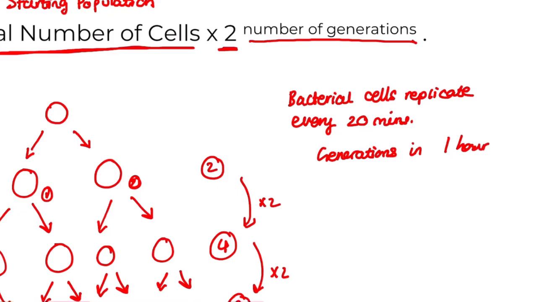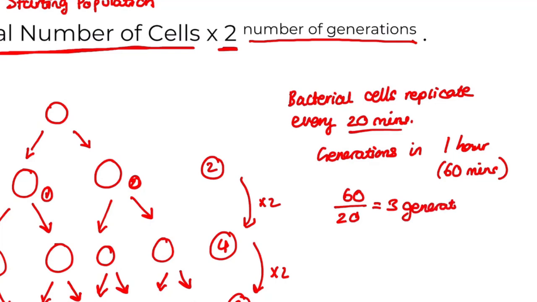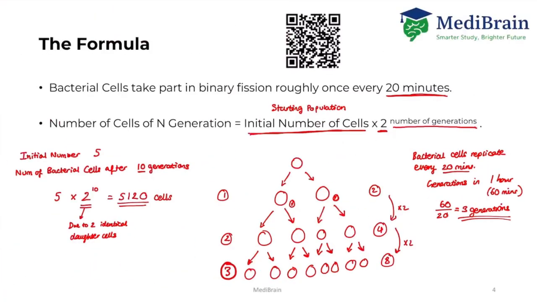So we know that 1 hour has 60 minutes. If one bacterial cell takes 20 minutes to replicate, in 60 minutes you would just do 60 divided by 20, and that gives you 3. So there are 3 generations that are going to occur. That's how you work out the number of generations. You look at the time that it takes for one cell to replicate, and then you look at the total time that you have, and then you divide the two. So for the generations in 1 hour, you first convert it to minutes, so it's 60 minutes. Then you would do 60 divided by 20. That would be 3 generations.